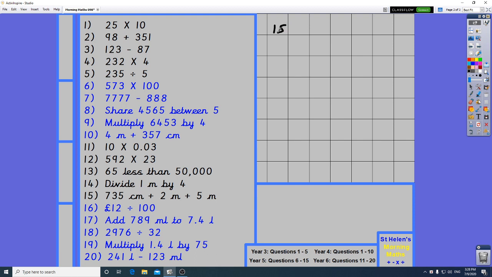A little tricky plus because, again, this is in centimetres while these are in metres. I'm going to do the whole thing in centimetres. 735 plus 2 metres, which is 200 centimetres, because 1 metre is 100, so 2 metres is 200, and 5 metres is 500. So I changed it all into centimetres.